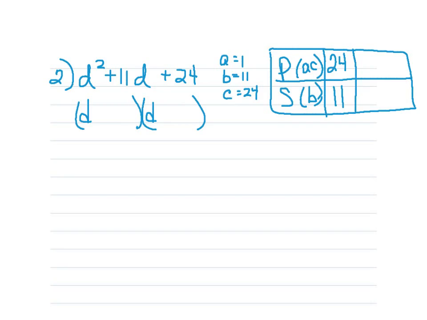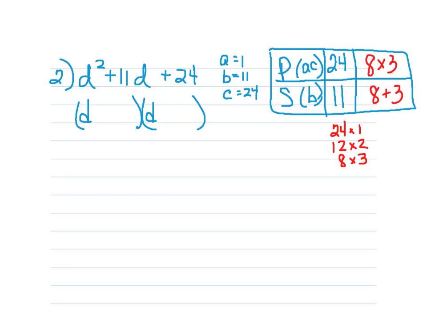I'll go through the guess and test strategy. All right, I have 24 times 1. Well, that doesn't work because if I add 24 and 1, it will equal 25. I've got 12 times 2, which does equal 24, but when I add them, I have 14. The next numbers would be 8 times 3, and those are the integers I'm looking for. 8 times 3 equals 24, and 8 plus 3 is equal to 11.